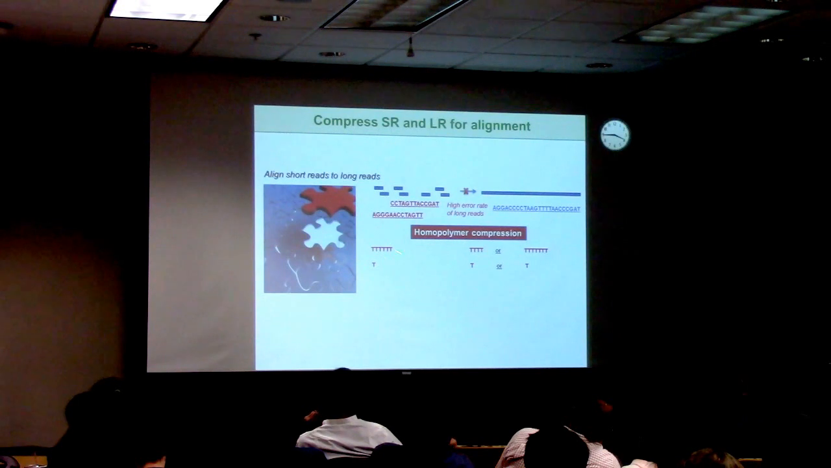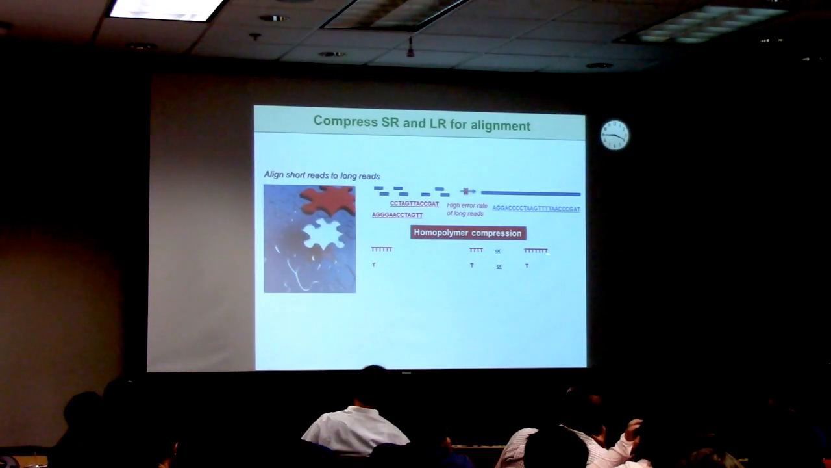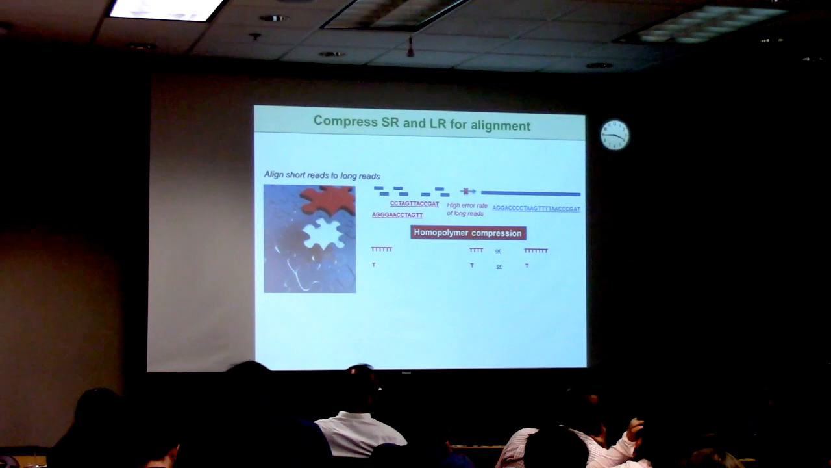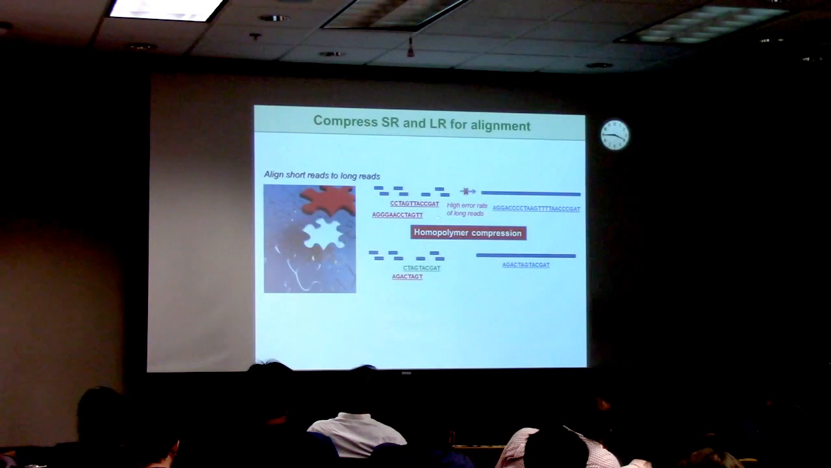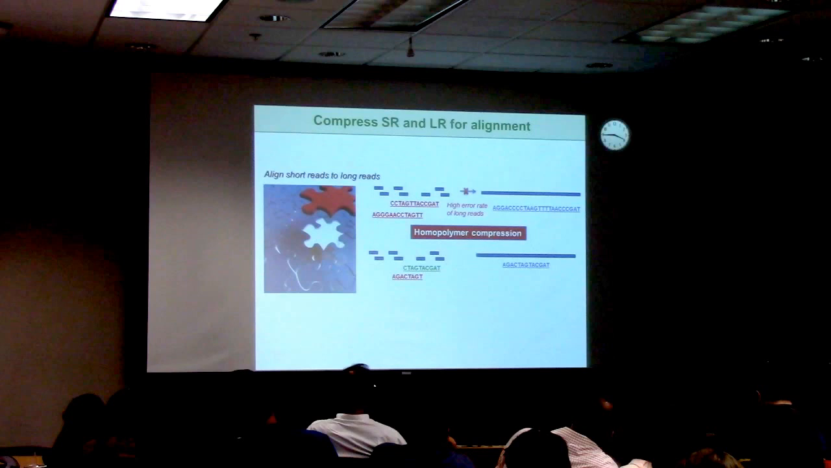That means if the original sequence is 6T here, it will likely be sequenced as 4T or 7T. But if we compress them into a single T, compress the homopolymer, we do not have any mismatch now. We only have a single T, right? You compress the homopolymers in the long V's and also the short V's. Then you can remove some error first in the alignment step, so that you can align the short V back to the long V much more easily, with a higher sensitivity and a faster speed.